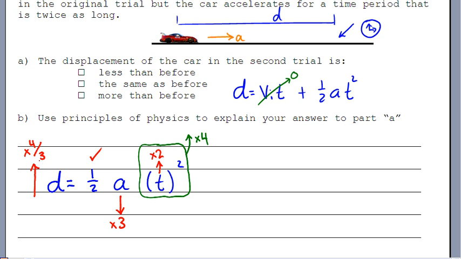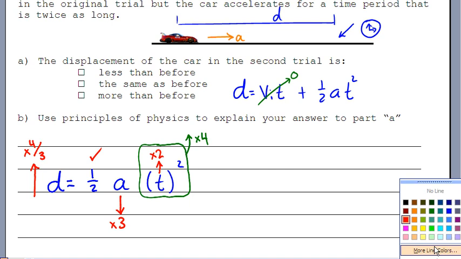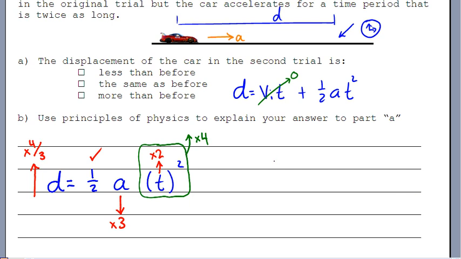Okay, great. Let's figure out exactly how far this thing is going to go now. So that displacement is going to be the old displacement, 255, and then we'll just multiply it by 4/3. So the new displacement for this car is going to be 340 meters. Done. Definitely more than before, even though the acceleration is less.